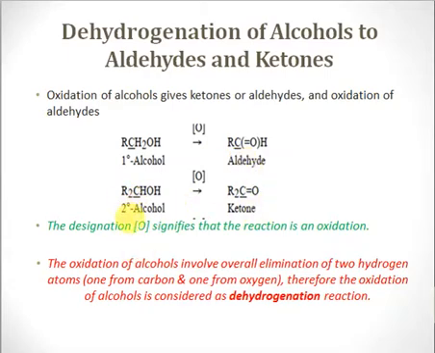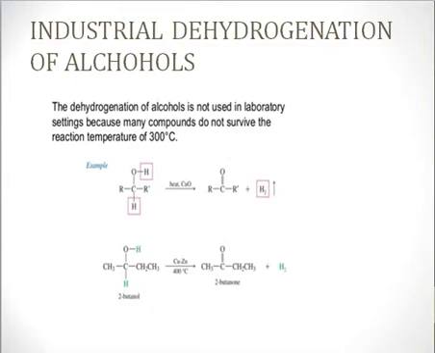This oxygen in the bracket shows that this reaction is an oxidation reaction, right? If you look at the reactant and the products, in the reactant we have two hydrogens on carbon and one hydrogen attached to the oxygen. However, in the product, we have lost the hydrogen that was attached to oxygen, and we have also lost the hydrogens that were attached to this carbon, right? So we have lost two hydrogen atoms from carbon and one from oxygen. Therefore this is a type of oxidation reaction, and this is called dehydrogenation.